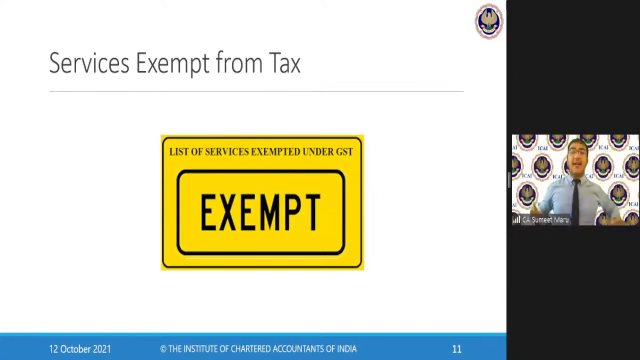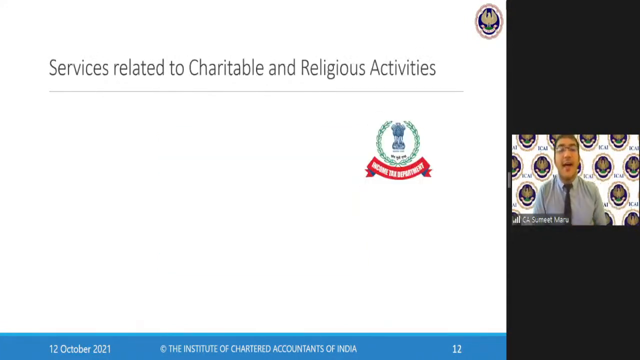and this is 100% applicable, and every service given in your CA Intermediate syllabus we have to learn here. Certain services: government has specifically said that for these services we are getting exemption. Rest of every service is going to be taxable. So let's see which services are there. The first part under this is services related to charitable and religious activities.